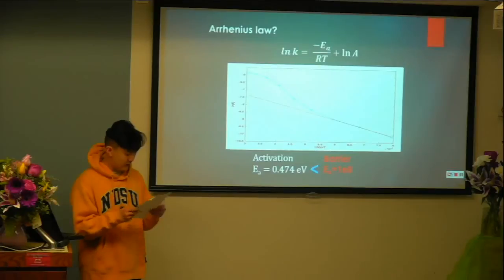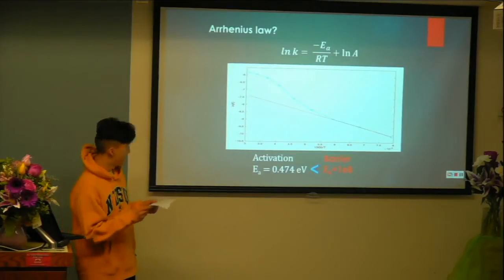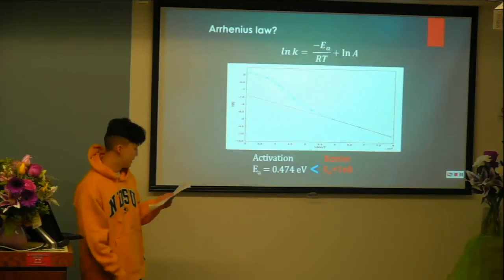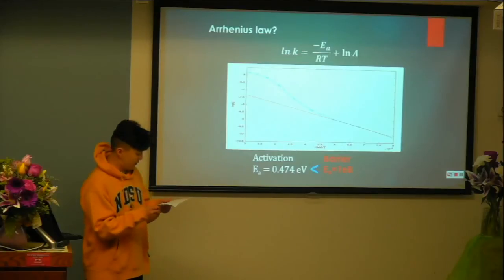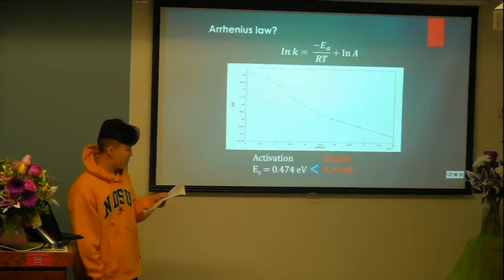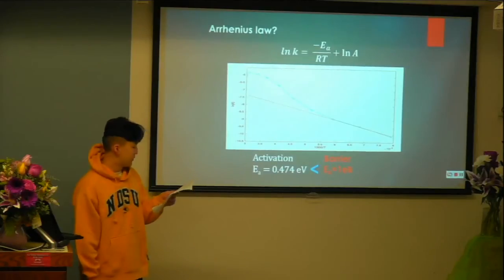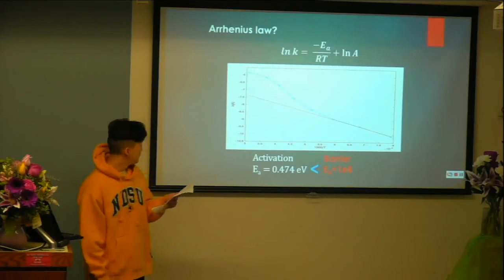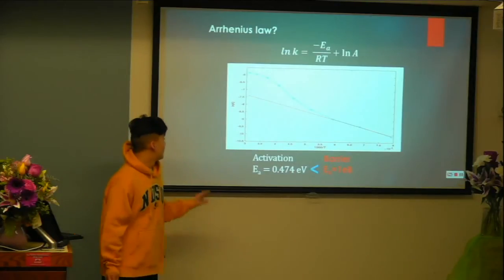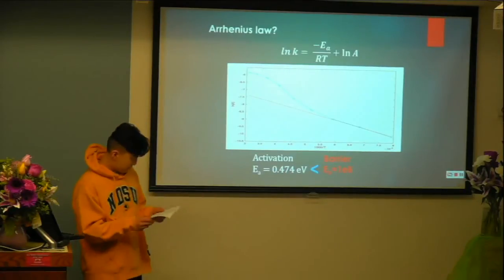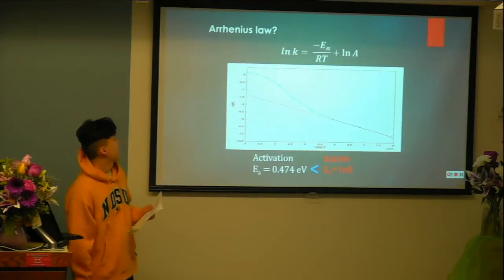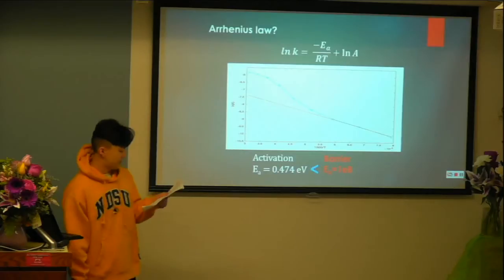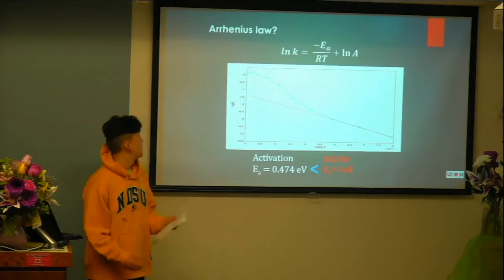And from the Arrhenius plot, we can derive the activation energy of the reaction mathematically. The slope of the plot is negative activation energy over R. If we multiply R by the slope, the activation energy can be derived in units of electron volts. And the resulting activation energy of the reaction is 0.474 electron volt. To summarize, I was able to observe the activation energy of the fragmentation of LaCp, which is the molecule of my interest, and also was able to see that the reaction fits Arrhenius law.